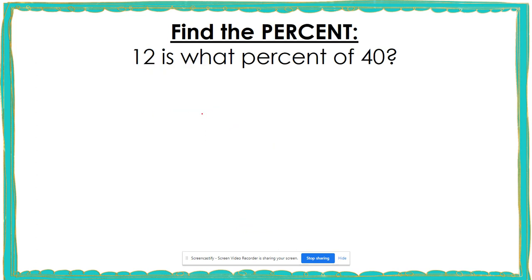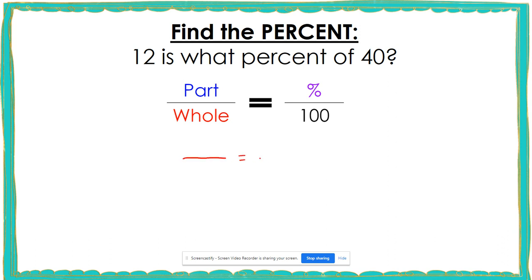12 is what percent of 40? Again, I'm using my proportion, part over whole equals percent over 100. So I fill in the values that I know. I know that this value is always 100. Well, when I look at my problem, it says 12 is what percent, which means I'm looking for my percent. And since I don't know the percent, I'm going to put a variable to represent it. Then I know I have 12 and 40.